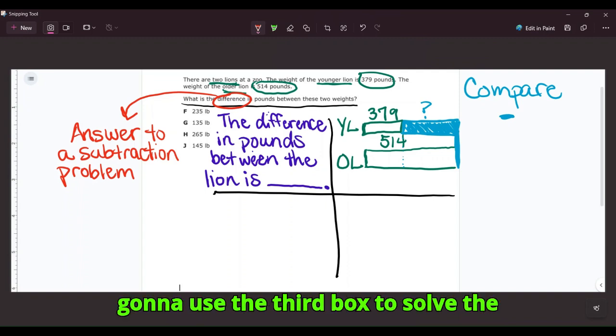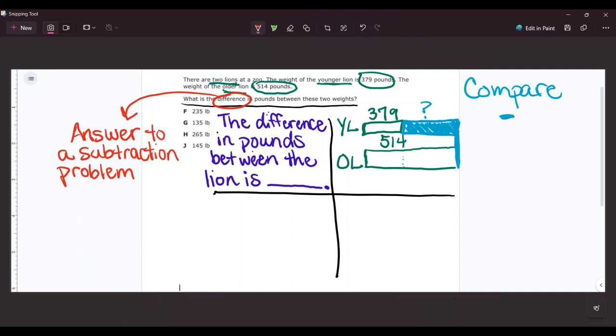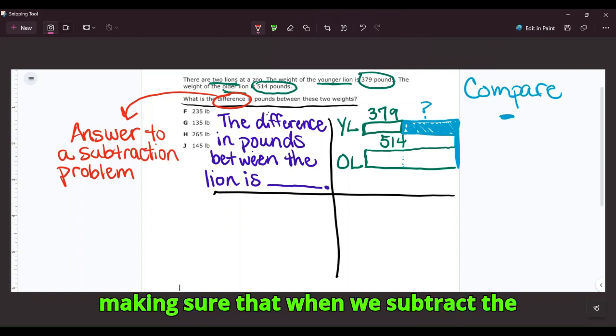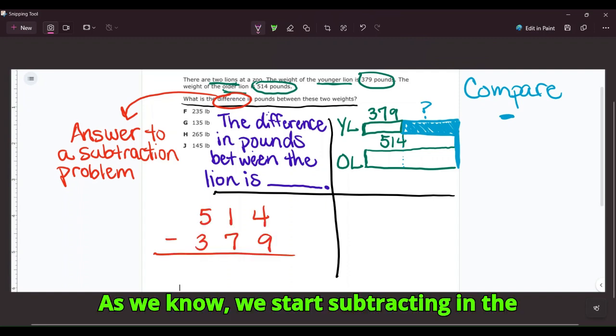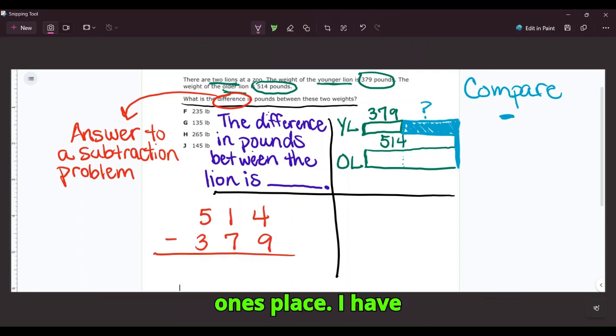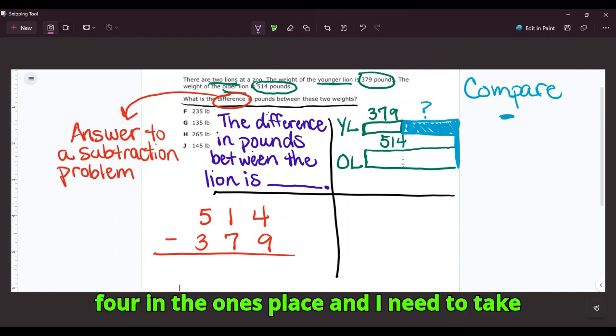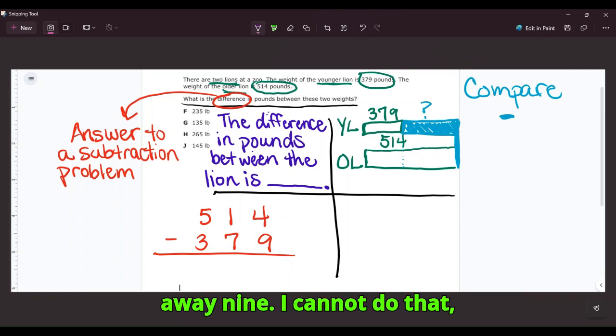But again, we're going to use the third box to solve the problem, making sure that when we subtract, the bigger number goes on top. As we know, we start subtracting in the ones place. I have 4 in the ones place, and I need to take away 9. I cannot do that. So I need to regroup.